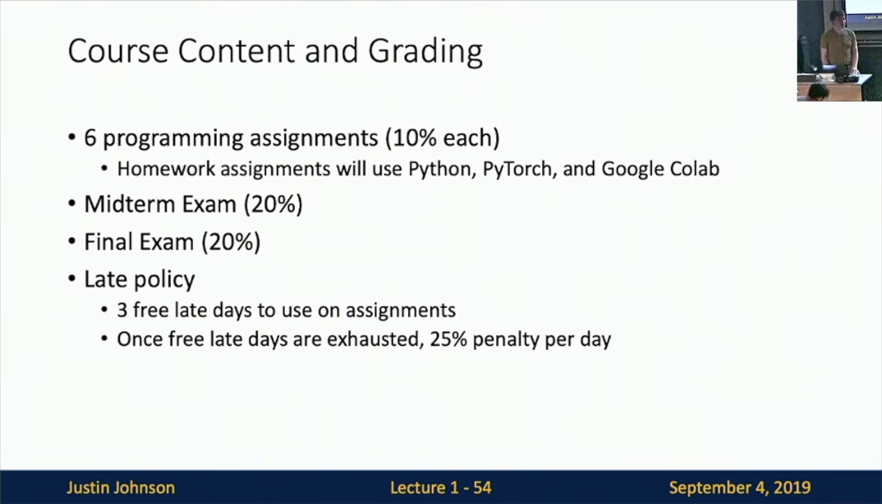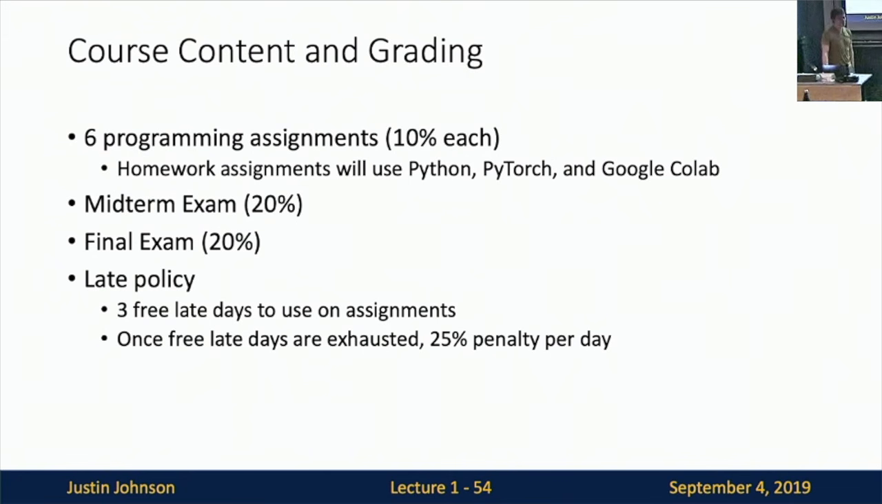So we have a late policy. So don't turn it in late. But more seriously, you all get free late days to use on your homework assignments. You don't have to tell us beforehand. Just turn it in late and we'll deduct them automatically. Once you've exhausted your late days, then we'll take 25% per day. I think something like that's pretty standard. Are there any questions about content, policies, late days, anything like that?